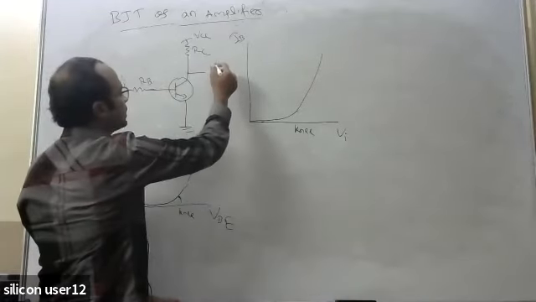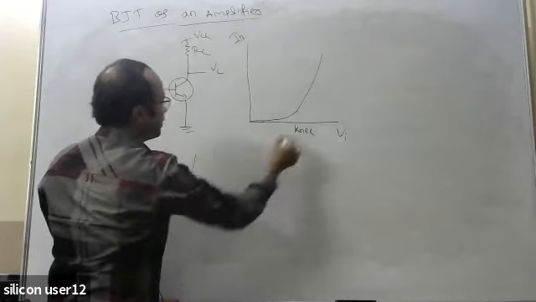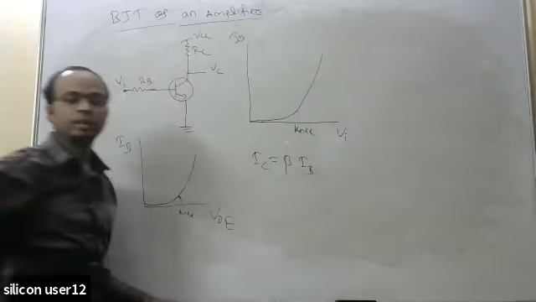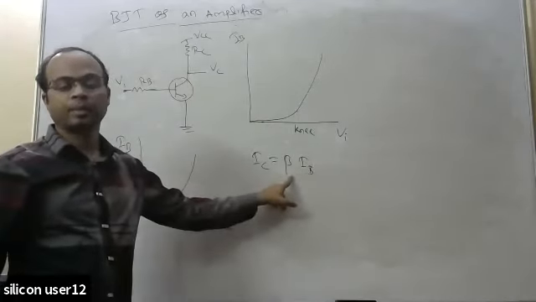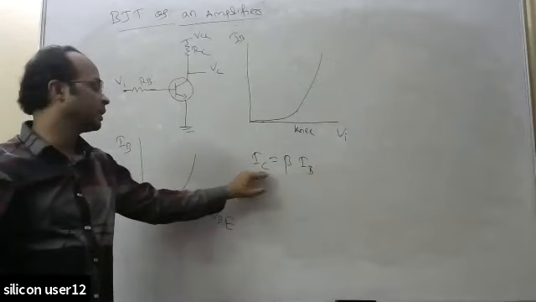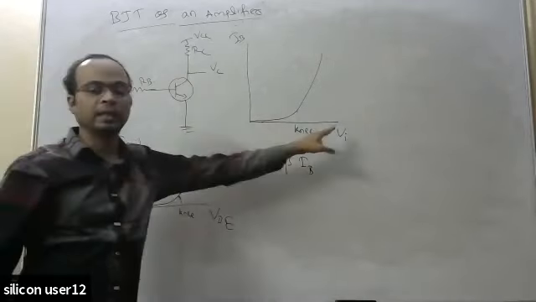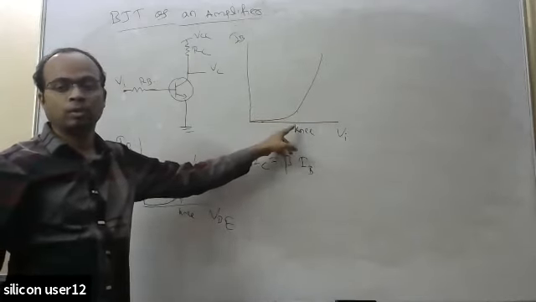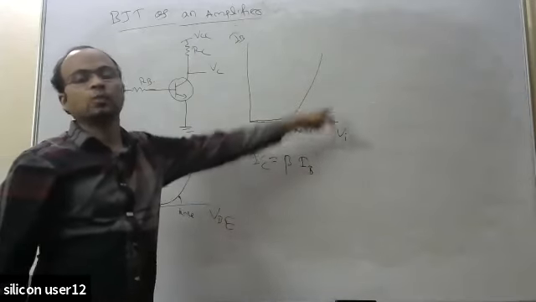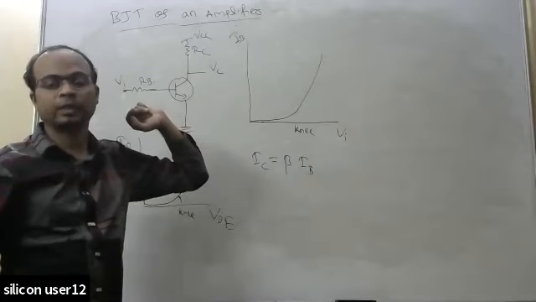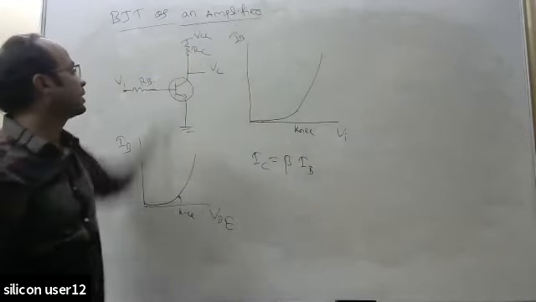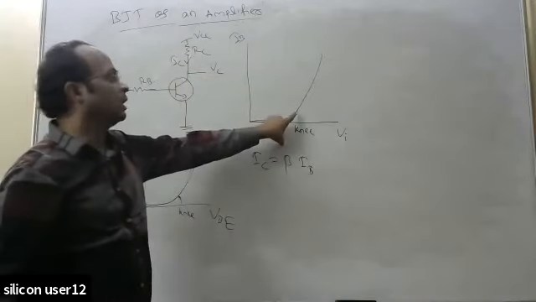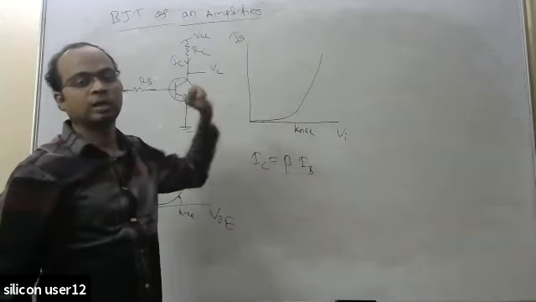Now, what is the equation for this? If IB is increasing like this, I know IC equals beta IB, and beta is a constant term, let us say 50 or 100. So obviously, if I draw a curve of IC with respect to VI, that will also follow this pattern. That means up to this knee point, IC will be very low, and after this knee point, IC will increase rapidly, exponentially. So this collector current IC will also increase rapidly when the input is more than this knee voltage. That is the second point.